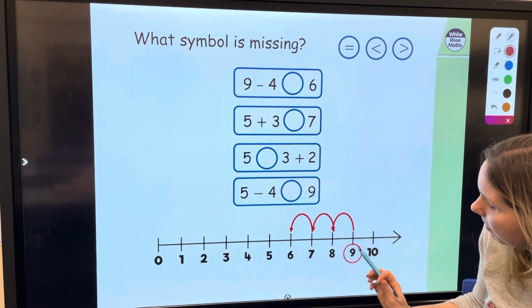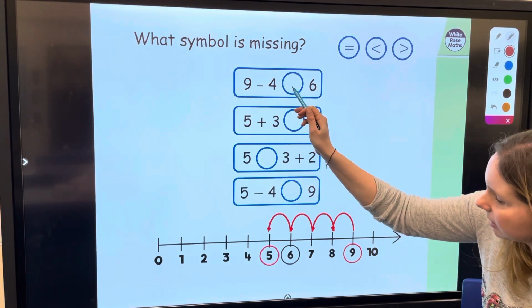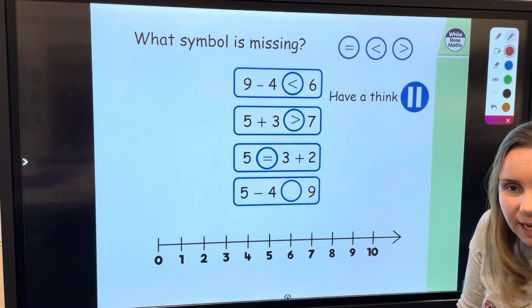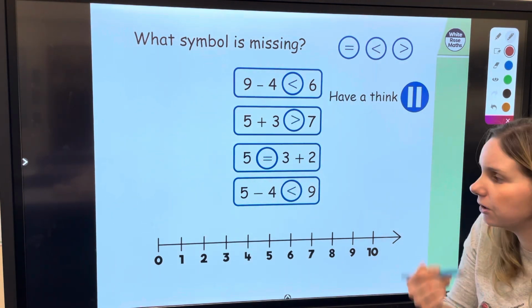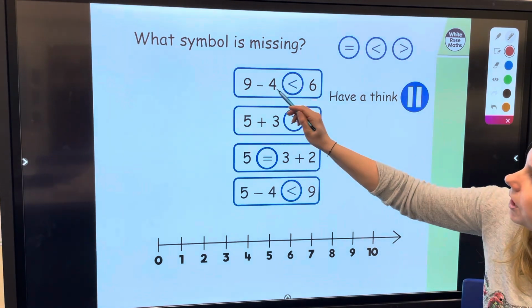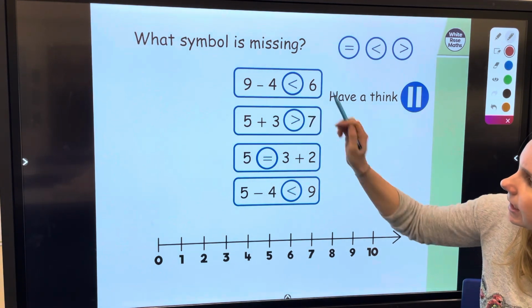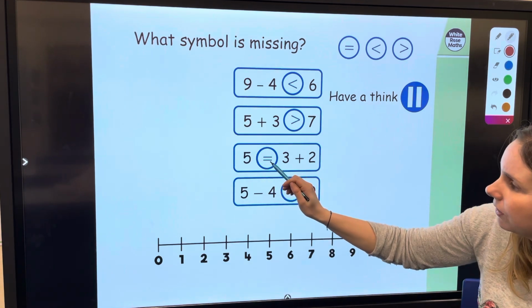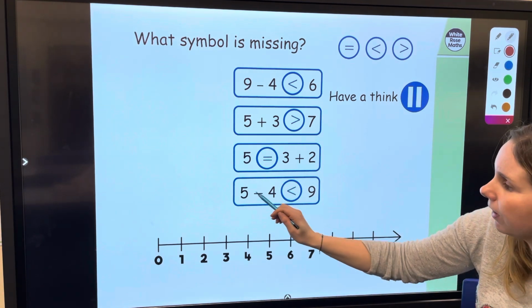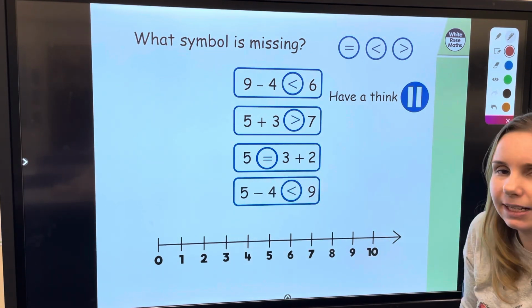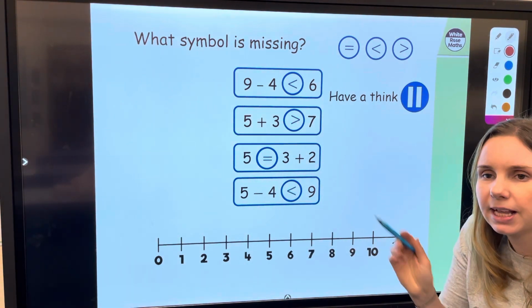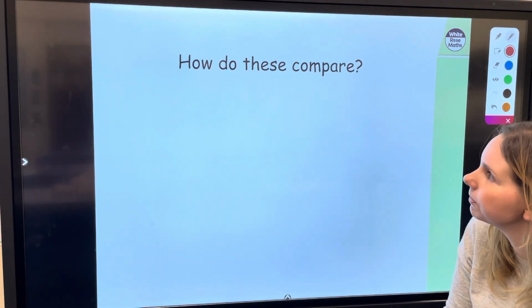There we go. So reminders that you can do the jump backs to work out your answers, okay? You can use the pictures to help you, all right? Or you might use your number bonds. So we know 9 subtract 4 is less than 6. 5 add 3 is greater than 7. 5 equals 3 add 2. 5 subtract 4 is less than 9. And it's all about working out the number sentence part first, and then you can compare the numbers.